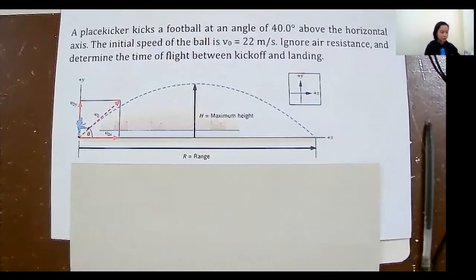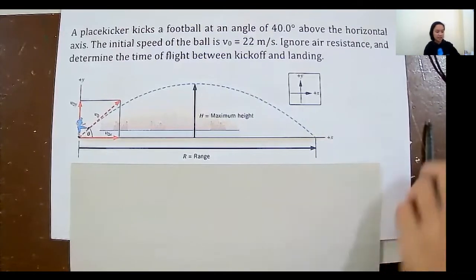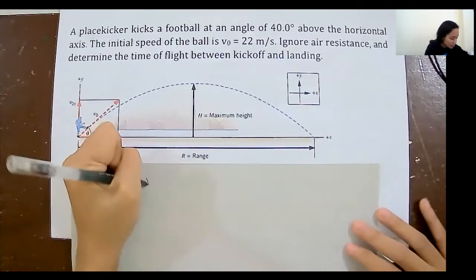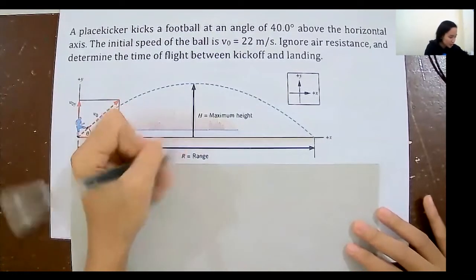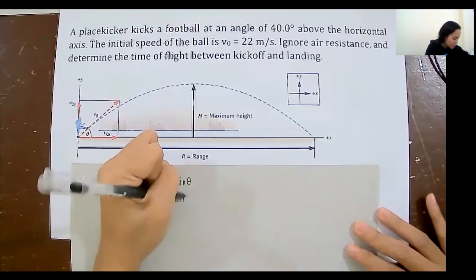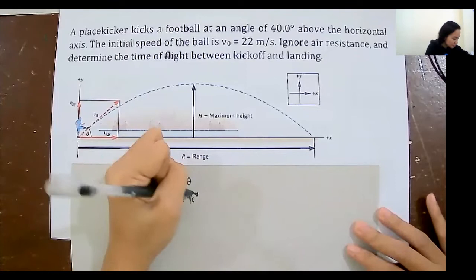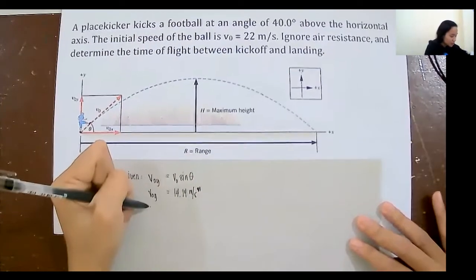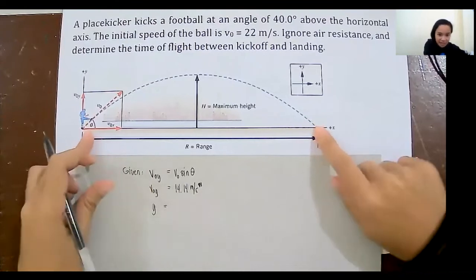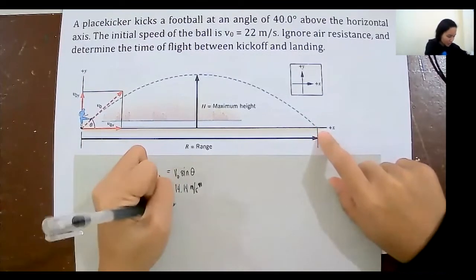Now, for the second example for the projectile motion, we have the same problem but with a different missing variable. For this one, we are going to look for the time of flight between the kickoff and the landing. So we will still use the same given, the v naught y from your v naught sine theta, which is equivalent to 14.14 meter per second. And our y for this case is zero. Bakit? It's because the ball already landed. At this end point, your y is equivalent to zero.